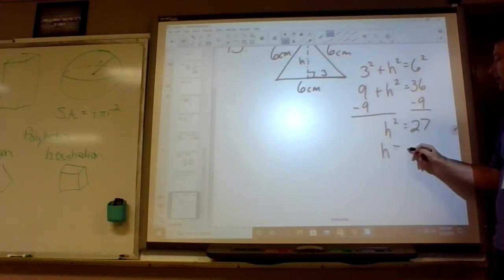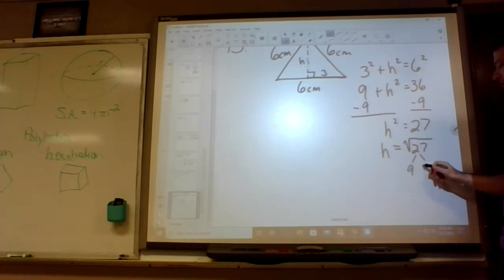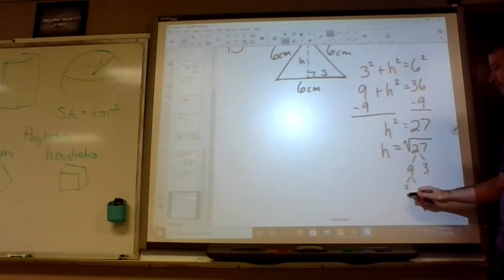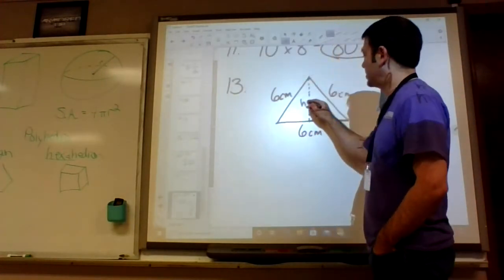The square root of 27. Actually, I'm going to leave this one in square root form. You know how the square root of 27 simplifies? 9 times 3, right? So 3 square root of 3. Okay, that's not our answer. That is the height.